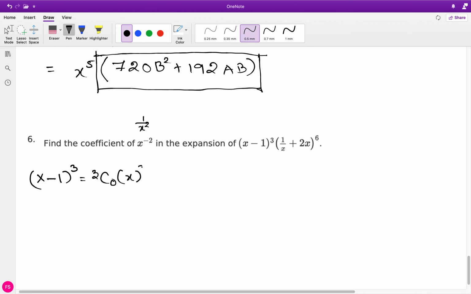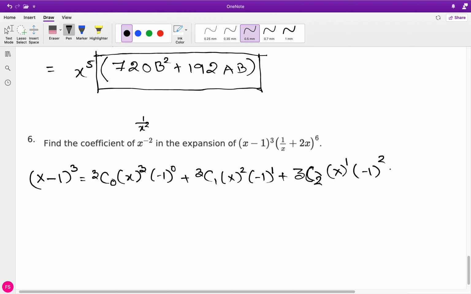3C0 x to the power of 3 times (-1) to the power of 0, plus 3C1 x to the power of 2 times (-1) to the power of 1. If you know the formula, you can also use that straight away, no problem. I'm just showing it to you, like how to do it by using binomial expansion. x to the power of 3 minus 2 is 1, times (-1) squared, plus 3C3, the last term for this, x to the power of 0, and then (-1) to the power of 3.